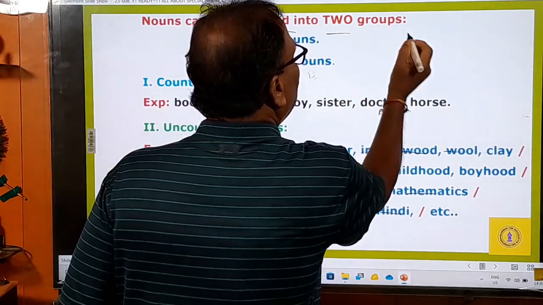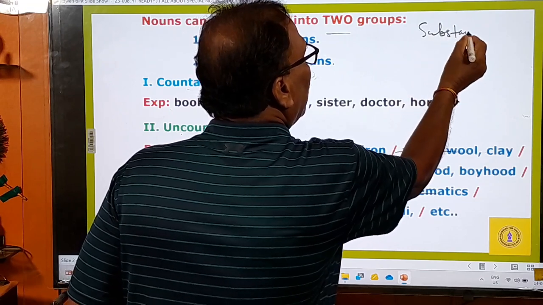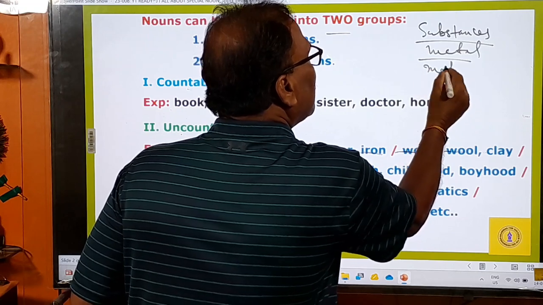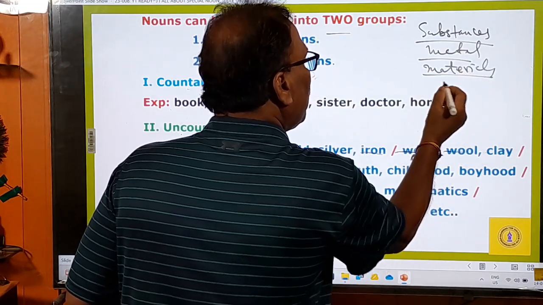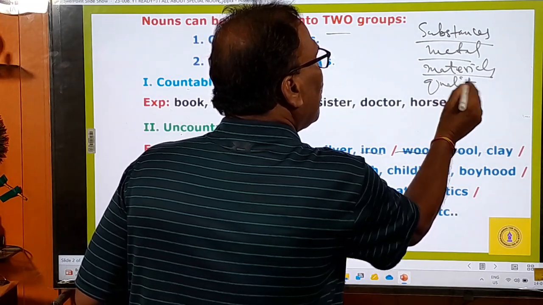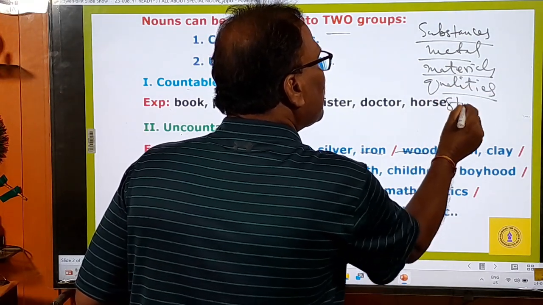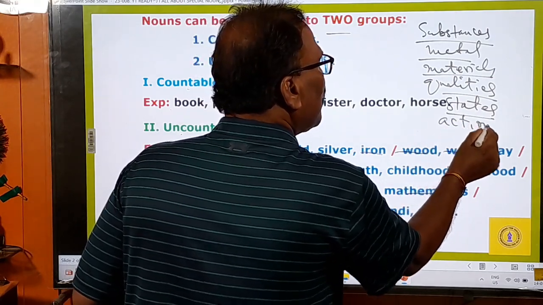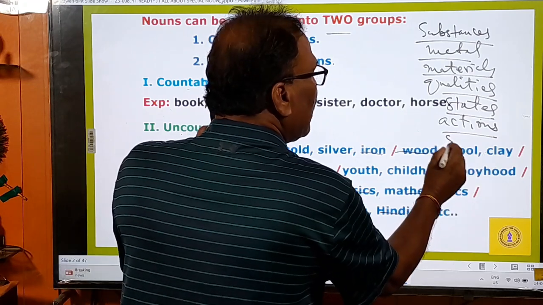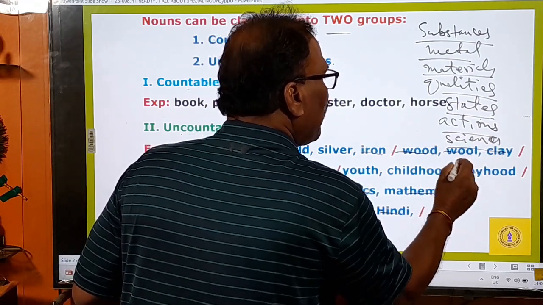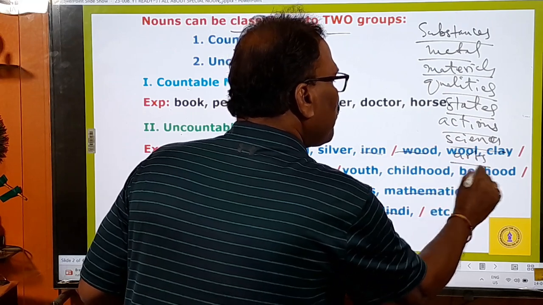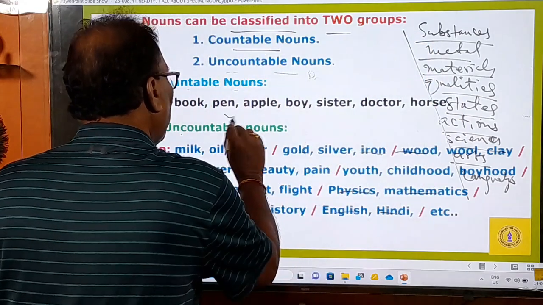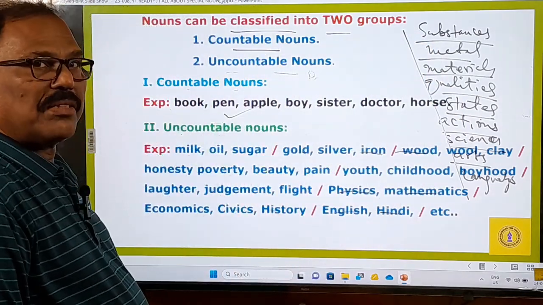Here you see all these: names of substances, names of metals, names of materials, names of qualities, names of states, names of actions, and the names of sciences, arts, and languages. These are all uncountable nouns. They cannot be counted.